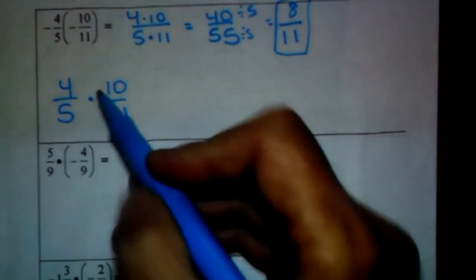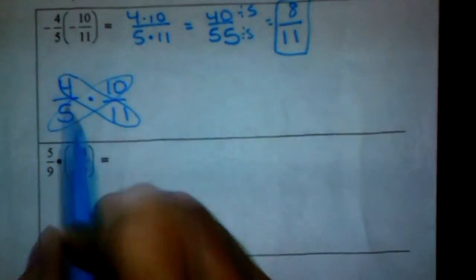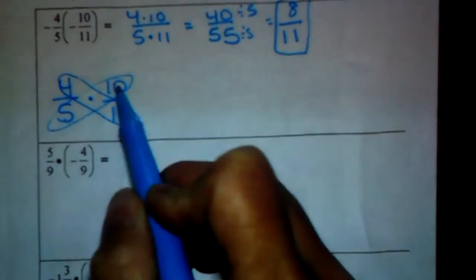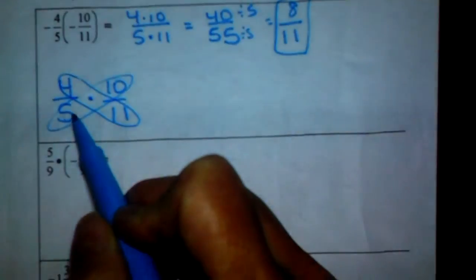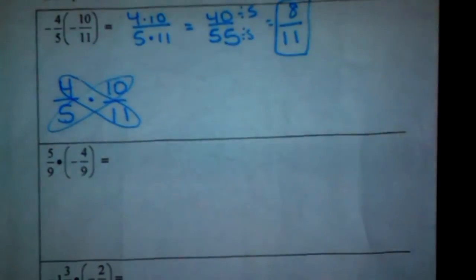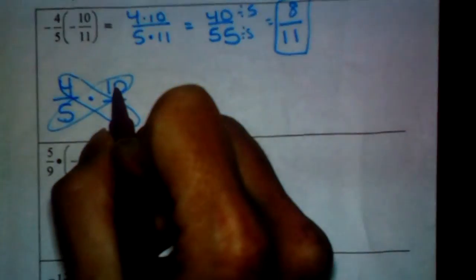Now cross canceling, the 4 and the 11 are across from one another, and the 5 and the 10 are across from one another. When you look at 4 and 11, they don't have a number in common that would divide into them other than 1, so can't really do anything with them. But if you look at 5 and 10, 5 goes into both 5 and 10. So what you could actually do before you start the problem is you could divide each of these numbers by 5.